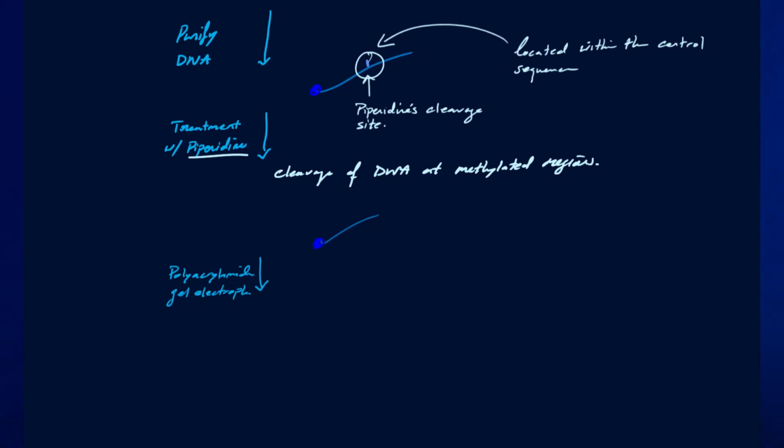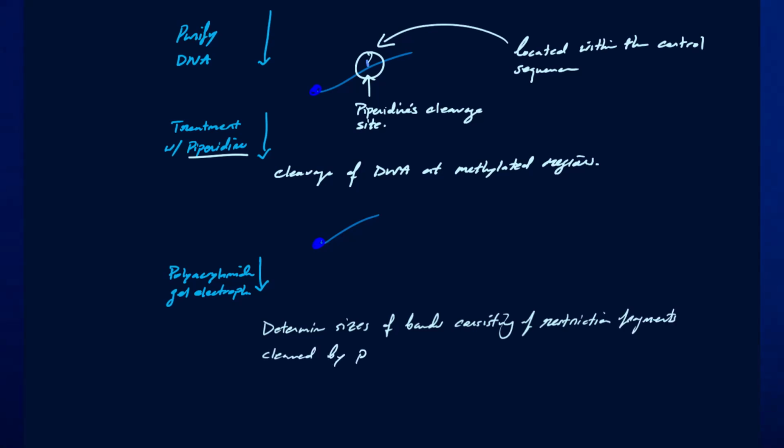And so we determine the sizes of the bands that are seen after the piperidine treatment so that we can determine the position in the DNA fragment of guanines whereby methylation prevented protein binding. This is so that we can determine sizes of bands consisting of restriction fragments cleaved by piperidine.